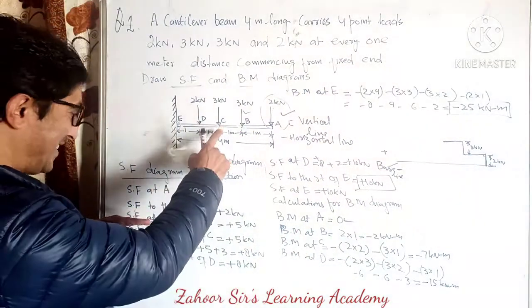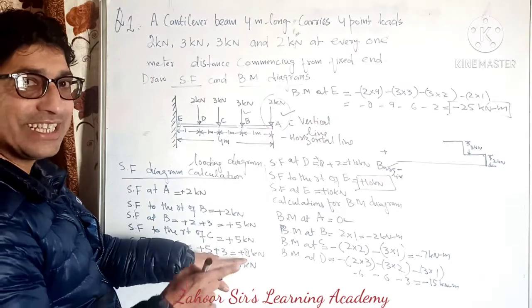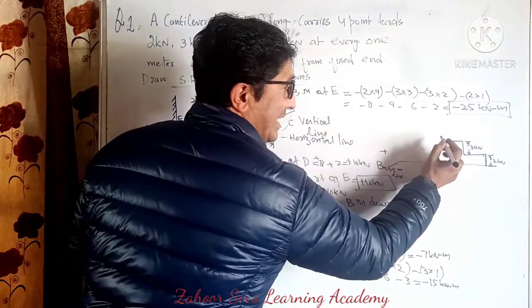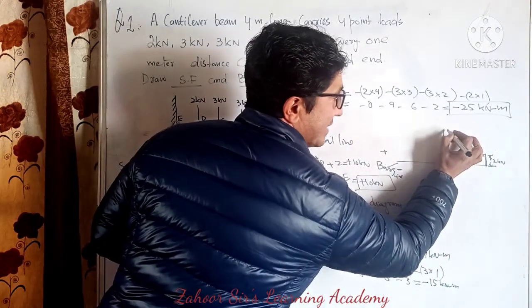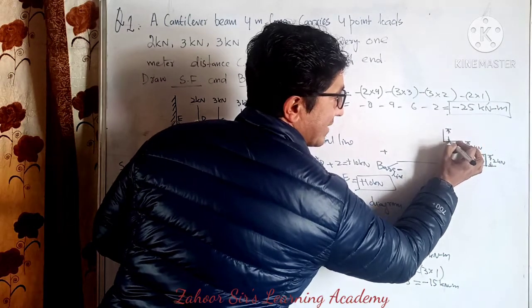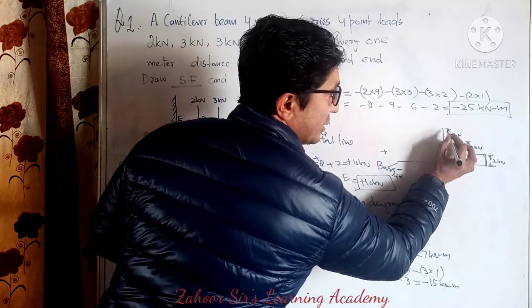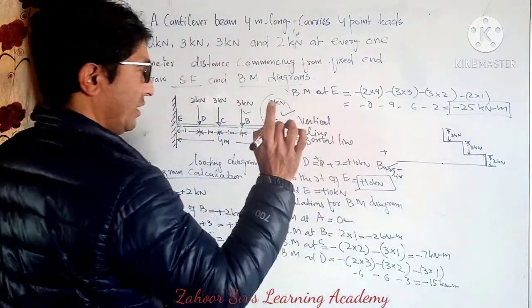Now at C, how much is at C? Now at C it's 8. So it has again increased. How much? It has again increased by 3. So it is 3 kilonewton. So from this point to this point, the load has reached 8.